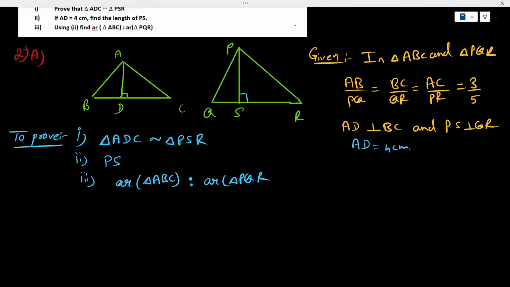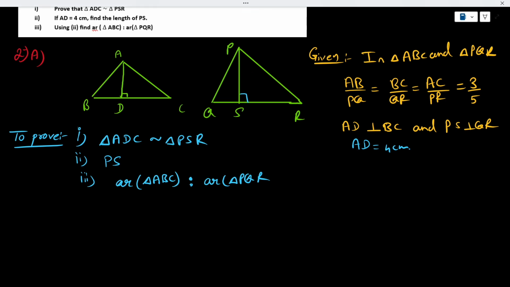The first thing I have to prove is that triangle ADC is similar to PSR. How can we prove the similarity? You know the similarity criteria are AA similarity or AAA similarity or SSS similarity or SAS. So here I have only one of the angles, which are corresponding angles, equal. If I can prove any one corresponding angle, either angle DAC equals SPR or angle ACD equals PRS, then we can say that this triangle will be similar to this.